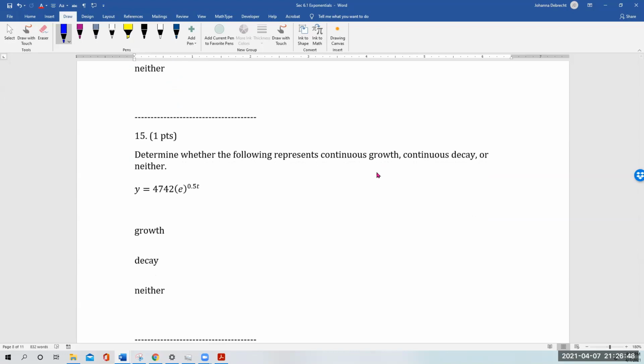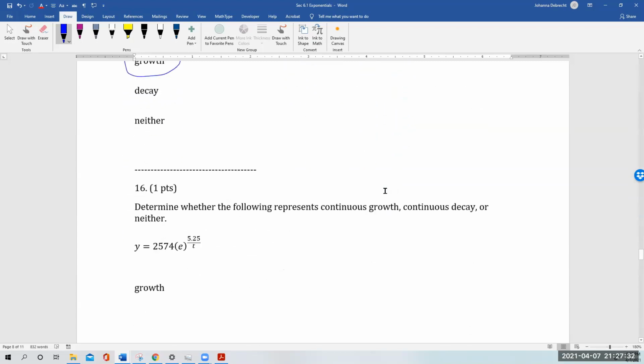Now let's look at this problem. 4,742 is the initial amount. When we're looking at the next part, the base of E tells us that it is continuous if the variable is in the numerator of the power, and it is. We have 0.5t, and recognize that that could also be written as 4,742 times E to the t divided by 2 power. But again, the 2 is in the denominator, and that's a constant. The variable has to be in the numerator. Because it's a positive, this is also going to be continuous growth.